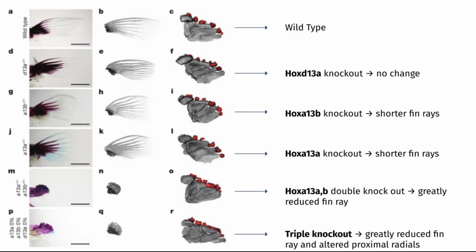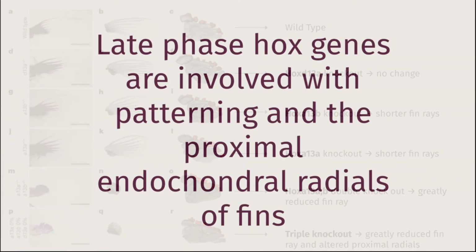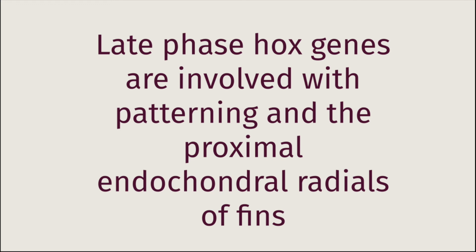So we get three views of the fin ray. In the top, we're seeing the wild type, and then we see the knockout of the HOXD13A, which resulted in no phenotypical change. When they knocked out HOXA13B, they saw shorter fin rays, and that was the same case when they knocked out HOXA13A. When they knocked out both of those genes, they saw a greatly reduced fin ray, and when they performed a triple knockout, they saw a greatly reduced fin ray and altered proximal radials.